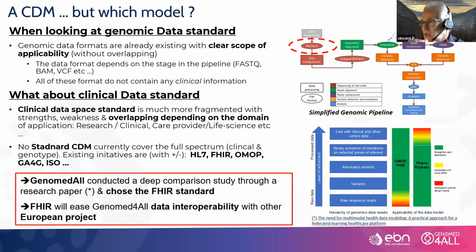At the end, on the right-hand side, the bottom right diagram is extracted from a journal paper that we have published, which illustrates all of this analysis and the detailed selection criteria process. It presents the capability of this model with regard to the different usages of the data, from the raw data to the upper part of the usage of the data. So at the end, we have chosen FHIR as a common data model.